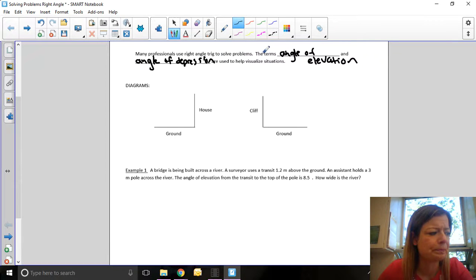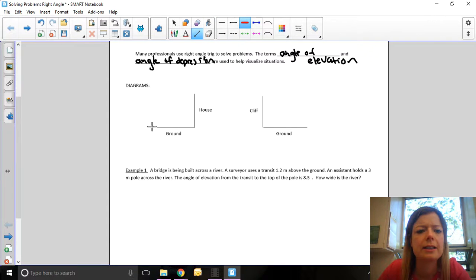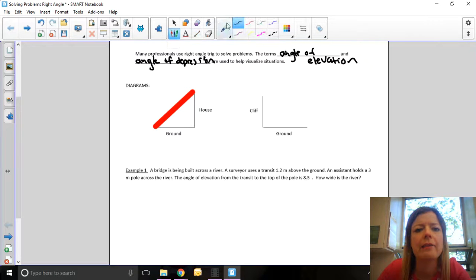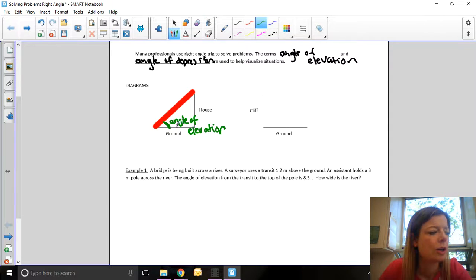Okay, so let's say there's somebody on the ground and they say the angle of elevation to the top of the house. So what they're talking about is if you drew a line from here to here, the angle of elevation would be this angle here. This here is the angle of elevation. So it's the angle between the ground and whatever pitch you're looking at there. So when you think of angle of elevation, think up from the ground.